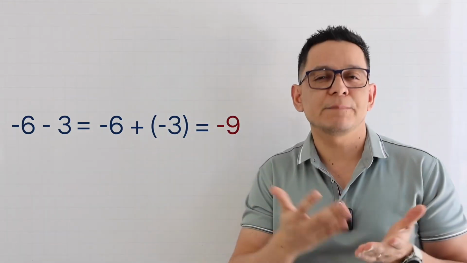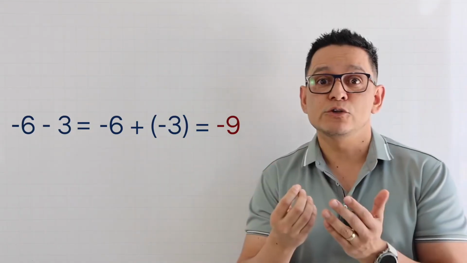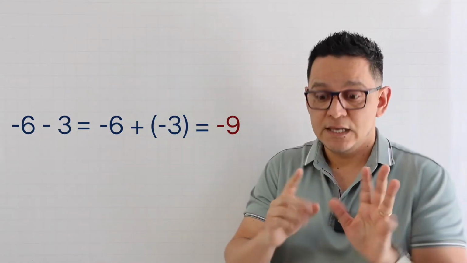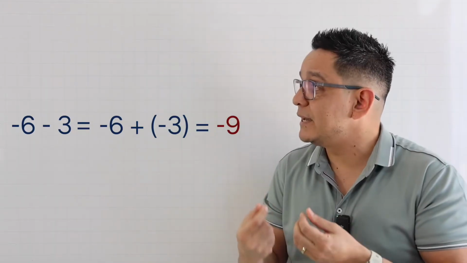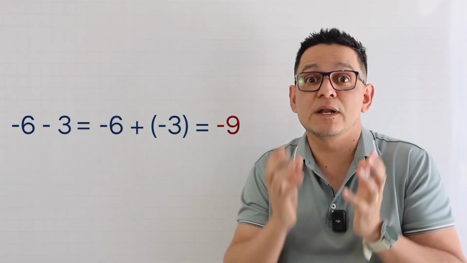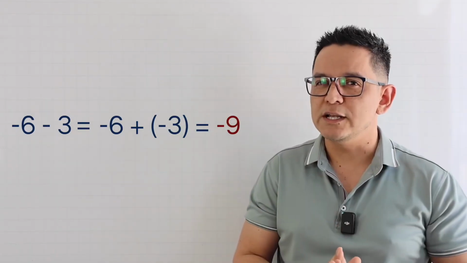How could we interpret this last one? Well, for example, if we have a loss of 6, and then we add another loss of 3, then in total, I have a loss of 9. Do we agree with that?